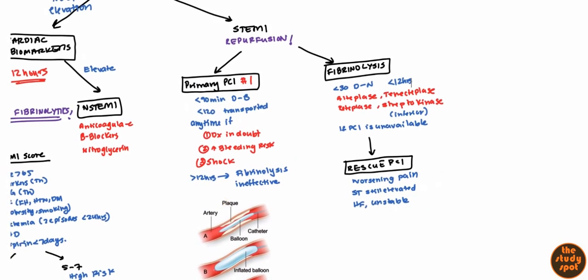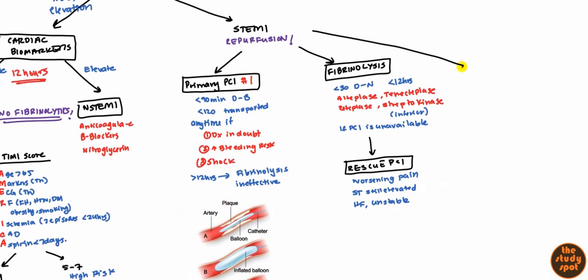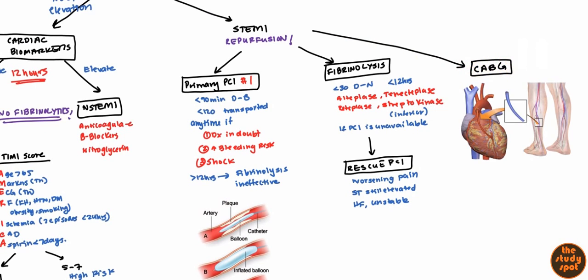So in certain cases, you want to do a surgery, which was done much more before, but now with PCI it isn't being used as much, and that's called CABG. CABG is coronary artery bypass graft.